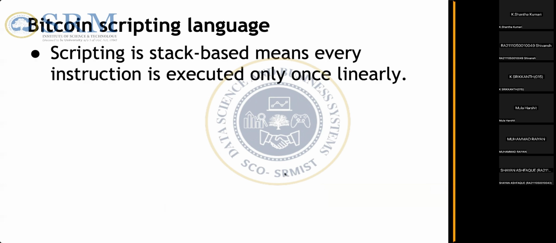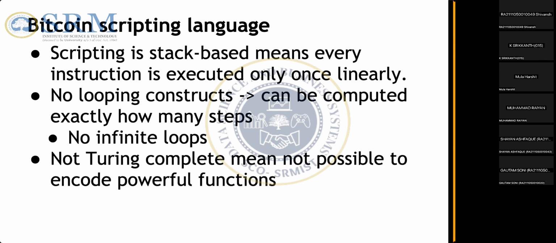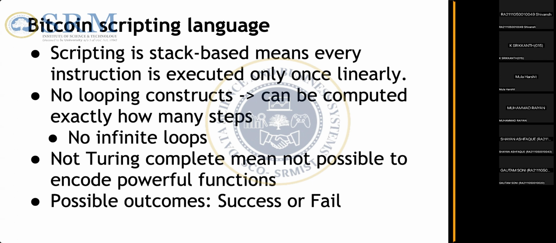It's a simple stack-based language, which means every instruction is executed only once, linearly, in sequence. There is no looping construct, so we know exactly how many steps the execution will take. It equals the number of instructions in the script. No infinite loops, not Turing complete, means it's not possible to encode powerful functions. So that is the main point about Turing completeness.